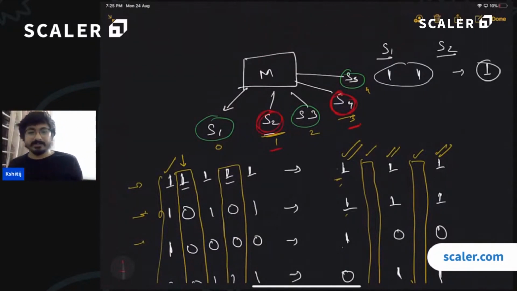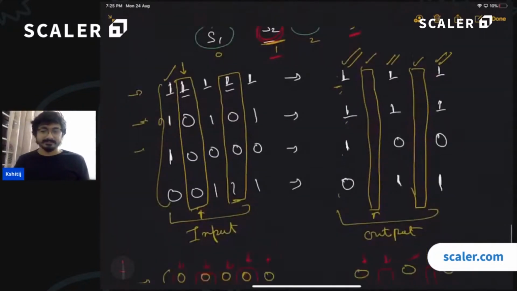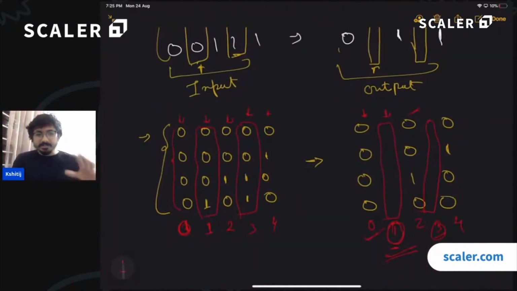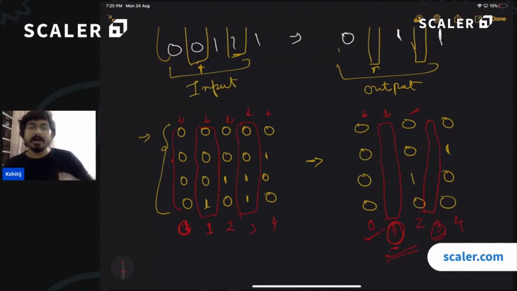Does this make sense to everyone? So we are using the bits to uniquely identify the numbers, and we are actually creating a mask of these bits, right?